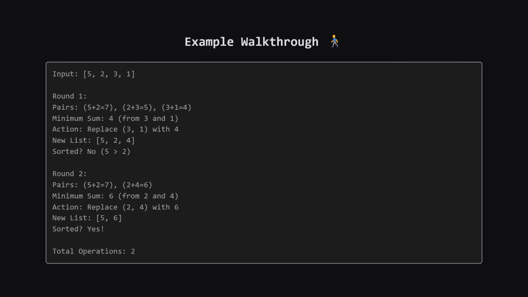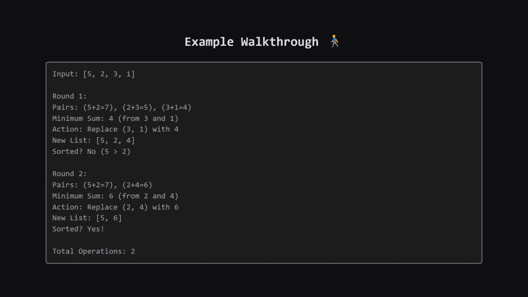We start with 5, 2, 3, 1. Is it sorted? Nope, 5 is bigger than 2. So we check the sums. 5 plus 2 is 7. 2 plus 3 is 5. 3 plus 1 is 4. The smallest sum is 4, coming from the pair 3 and 1. So we merge 3 and 1 into 4.